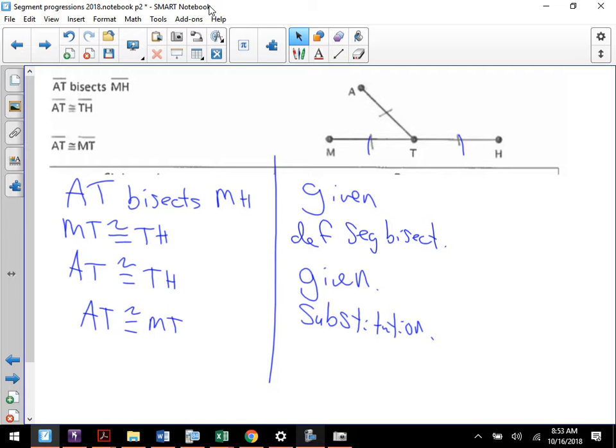So by separating your givens, you write one of them down, see if there's anything to say about it. In this case, we had a definition for the bisectors. And then we went to the next statement. You do that each and every time to help keep things straight.